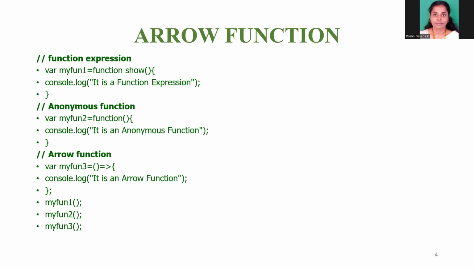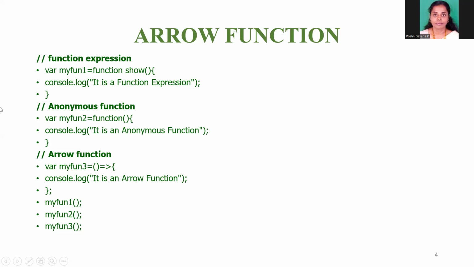Then the anonymous function. It has myFunction2 is equal to function of, and it is an anonymous function. So there is no name for the function, but it is a function.